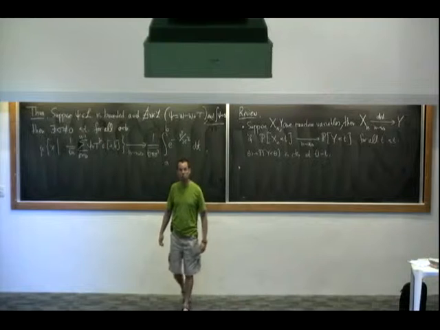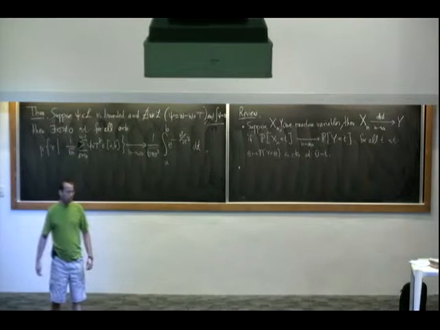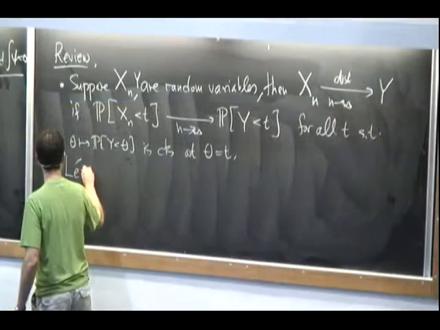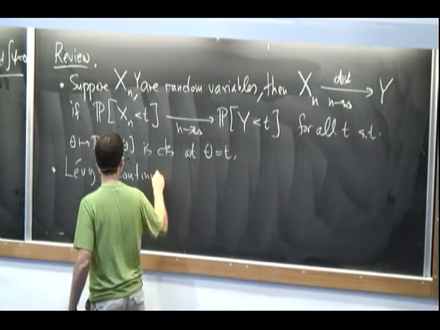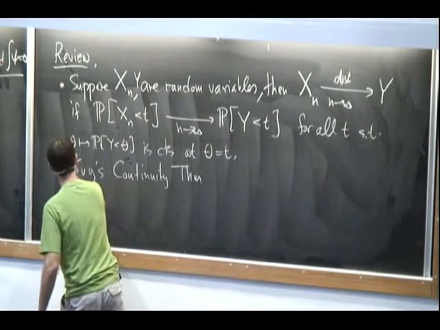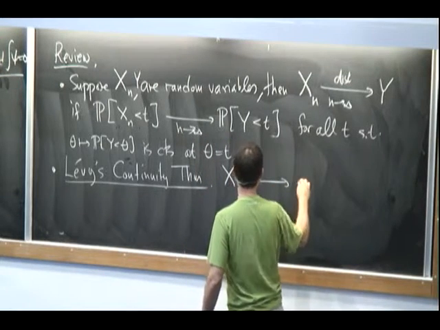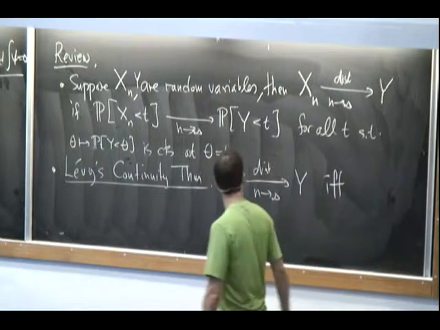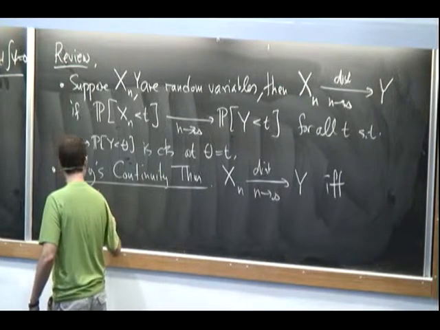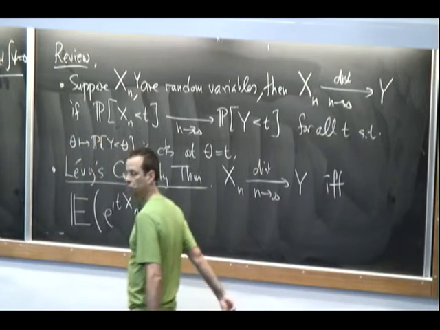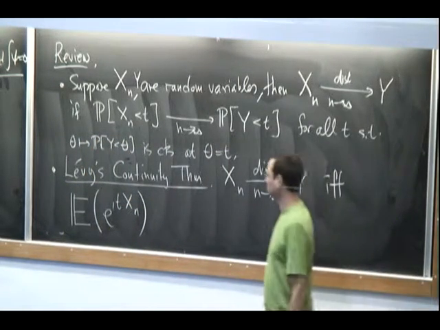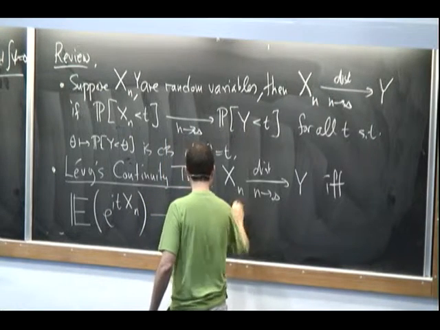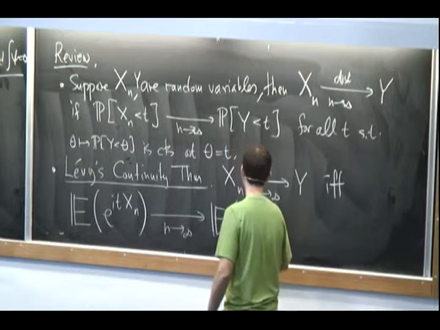Now, there is a fantastic tool for proving convergence in distribution, which is Fourier analysis. And the tool is called the Levy continuity theorem. And it says that Xn converges in distribution to Y if and only if the Fourier transform, which in the probabilistic context is called the characteristic function, of the random variables Xn converges pointwise to the Fourier transform or the characteristic function of the limiting distribution for all t.